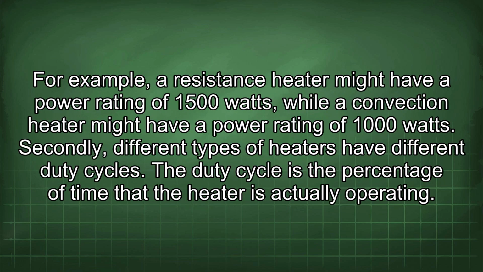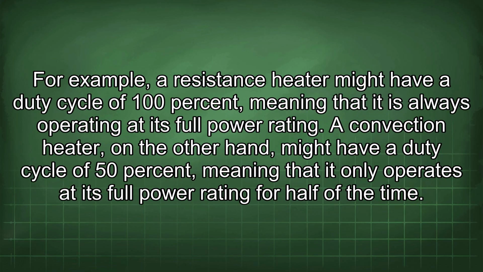For example, a resistance heater might have a power rating of 1500 watts, while a convection heater might have a power rating of 1000 watts. Secondly, different types of heaters have different duty cycles. The duty cycle is the percentage of time that the heater is actually operating. For example, a resistance heater might have a duty cycle of 100%, meaning that it is always operating at its full power rating. A convection heater, on the other hand, might have a duty cycle of 50%, meaning that it only operates at its full power rating for half of the time.